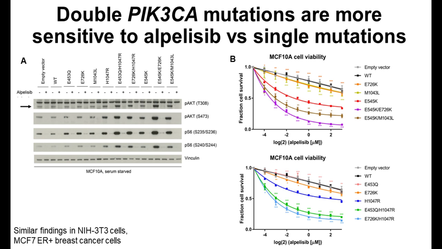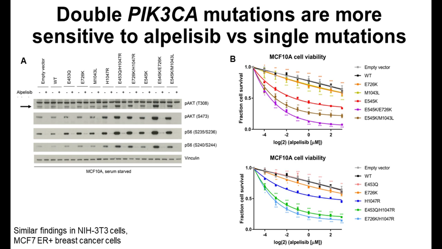Now, this was a short-term drug treatment for 1 hour. However, when we expose these cells to much longer durations of drug treatment, in this experiment, 4 days, you can see that the double mutants are actually more sensitive to PI3 kinase inhibitors than single mutants. For clarity, I've broken this up into the double mutants containing E545K in the top panel and the double mutants containing H1047R in the bottom panel.